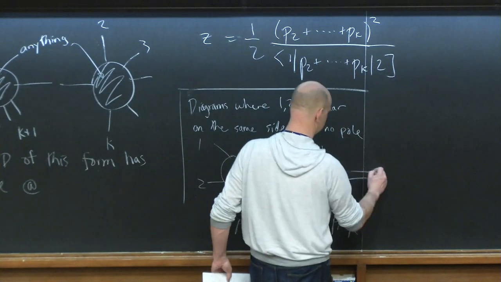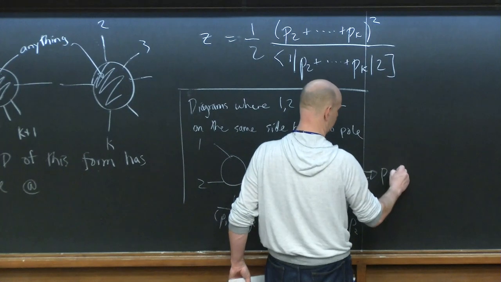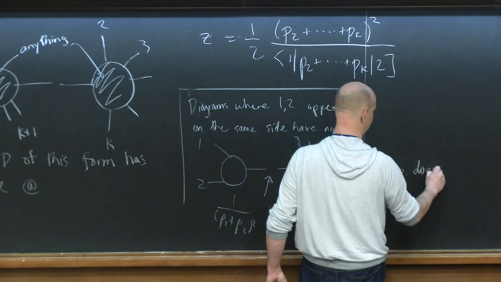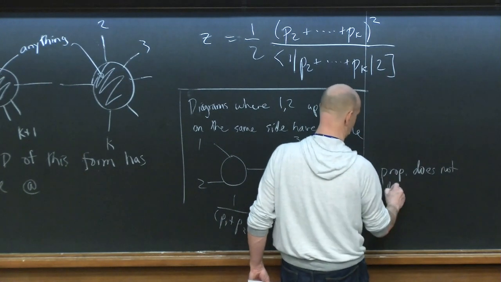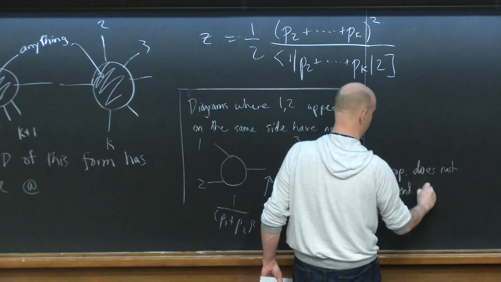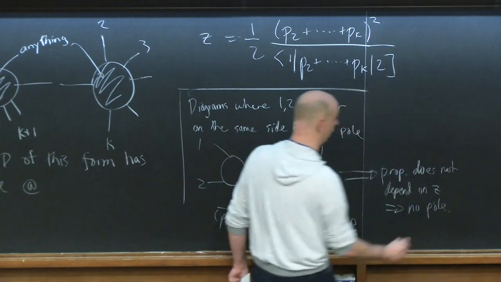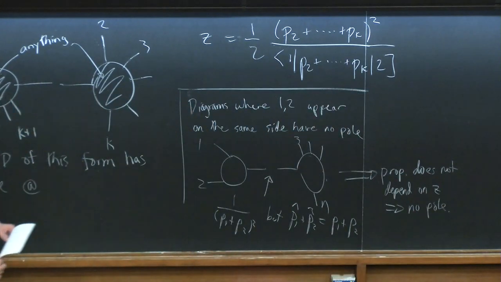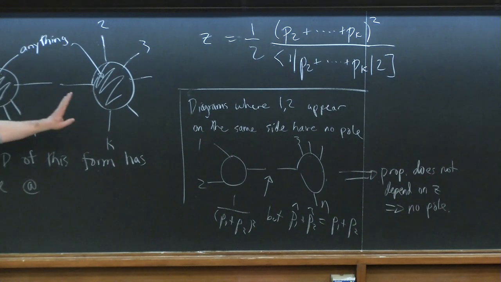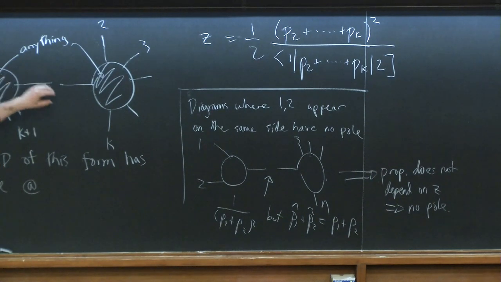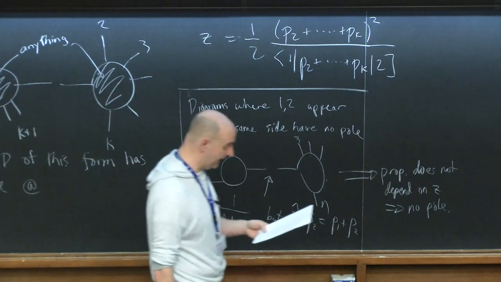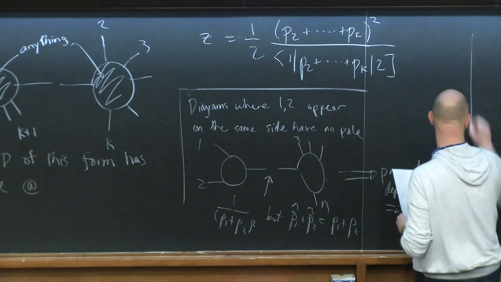Okay. So our propagator does not depend on z. So there's no pole. So poles only come from diagrams where the two particles that you have chosen to shift are separated from each other by some propagator. Okay, it remains now only to calculate the residue.